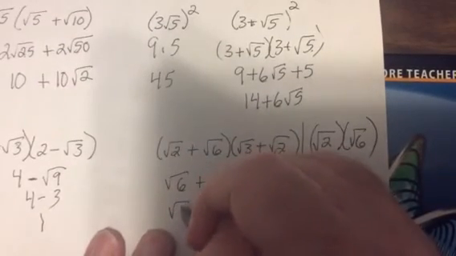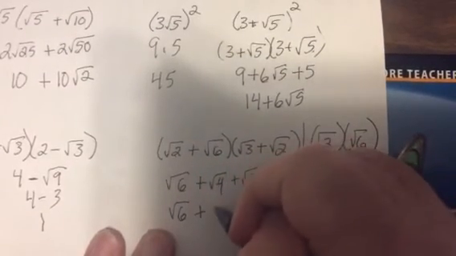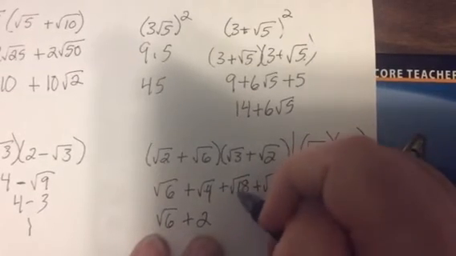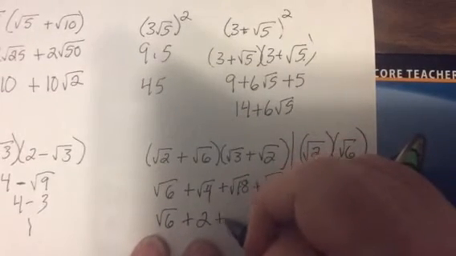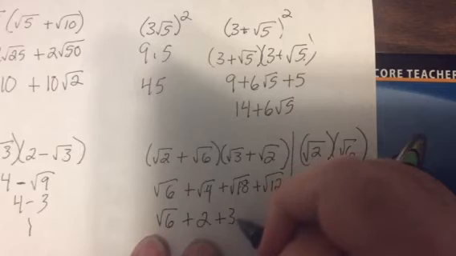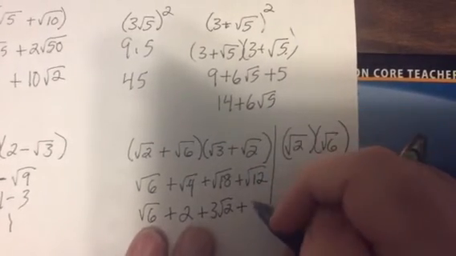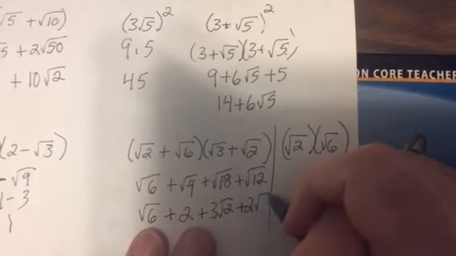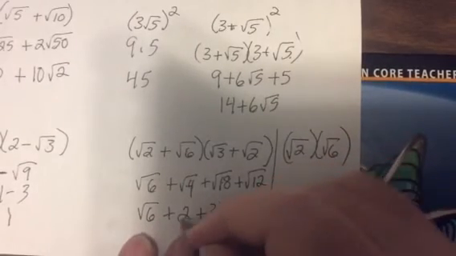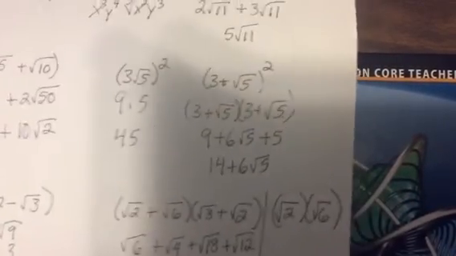So it'd be square root of 6. Square root of 4 is 2. 18 is 9 and 2. Square root of 9 is 3. Plus 12 is 4 and 3. Square root of 4 is 2. Then you look, can I combine anything? In this case, I cannot.